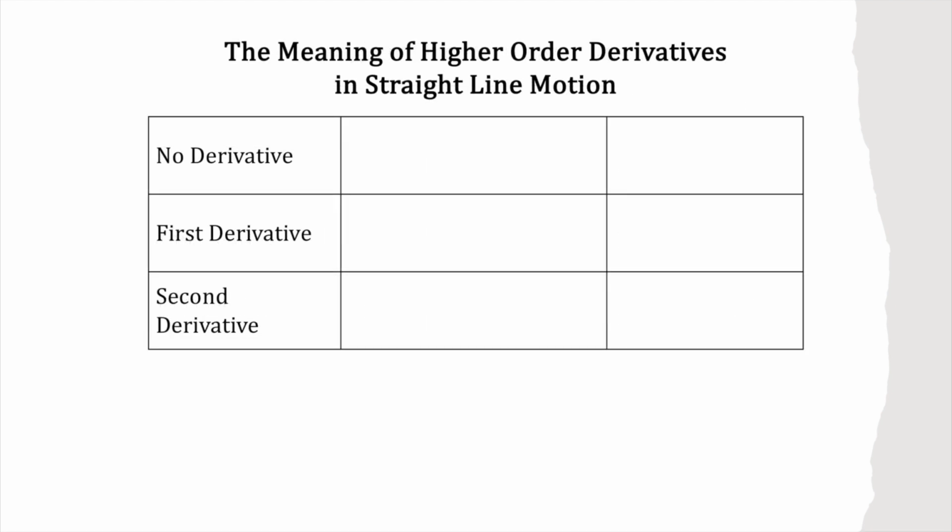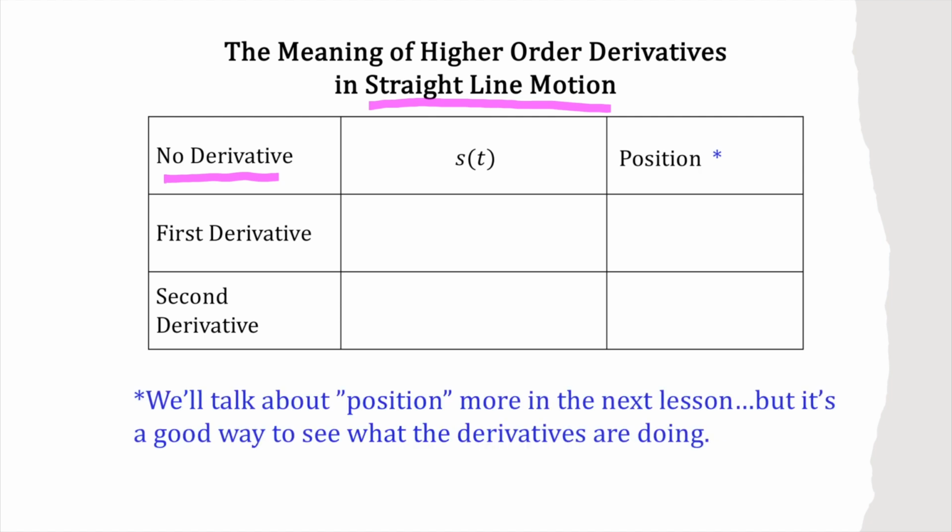One example of a use of higher order derivatives is what we call straight line motion. Just an object moving in a straight line. And if you just have a function, no derivative, just the function itself, we call that s of t, or the position function. Now we're going to talk a lot about the position function more in the next lesson, but this is a good way just to see what derivatives are doing.